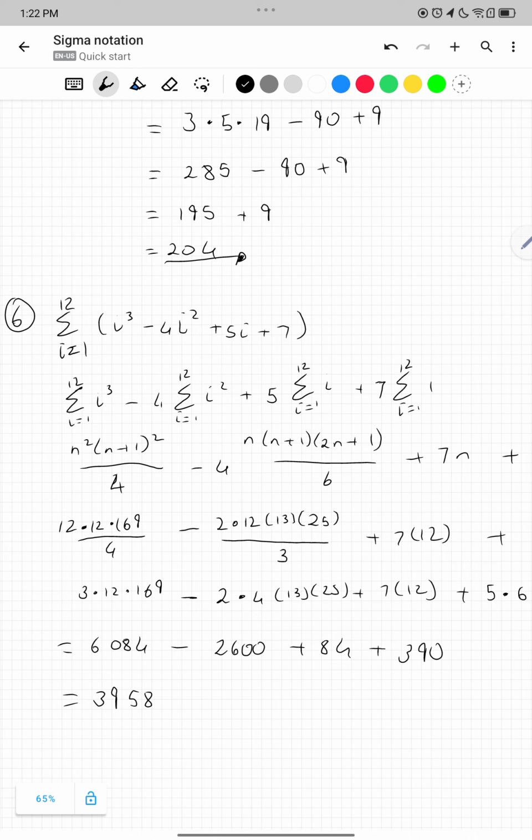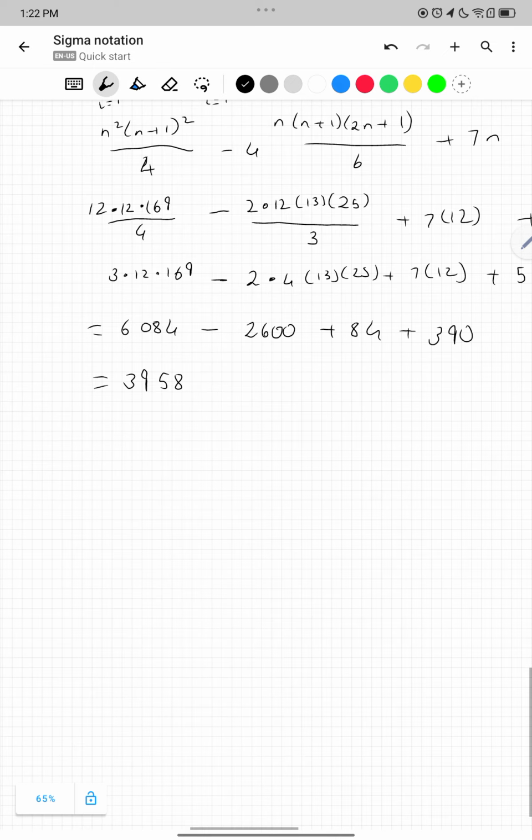So this one was unnecessarily not cool. This is a calculator question, and the module that I'm doing, I'm not supposed to be using any calculator. So we have this now.